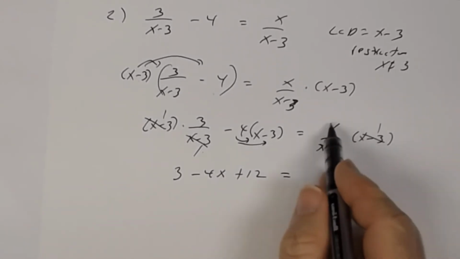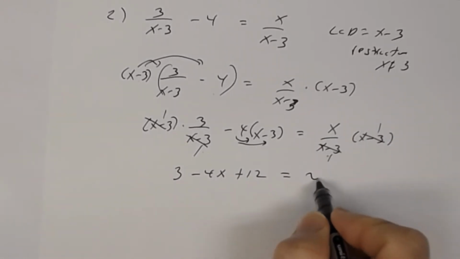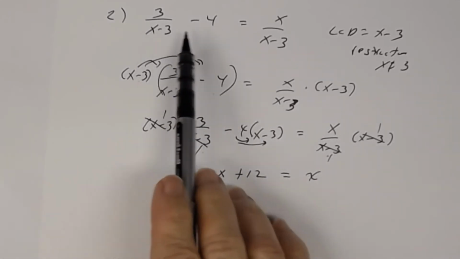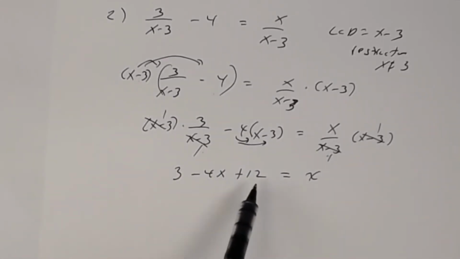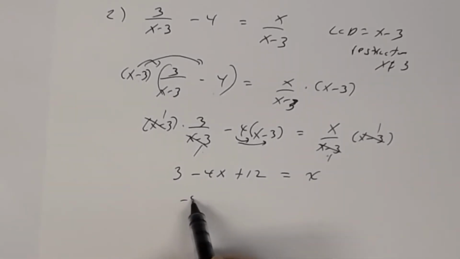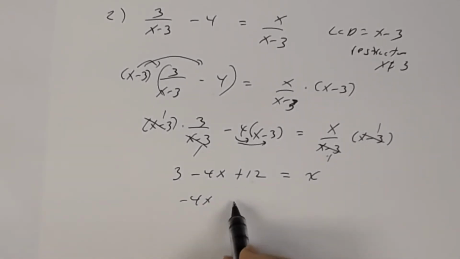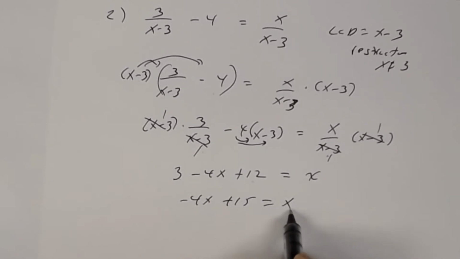Equal x times 1 is x. So I went from a rational equation to a linear equation. So I'm going to go ahead and combine like terms. So I get negative 4x, 3 and 12 is 15, equal x.